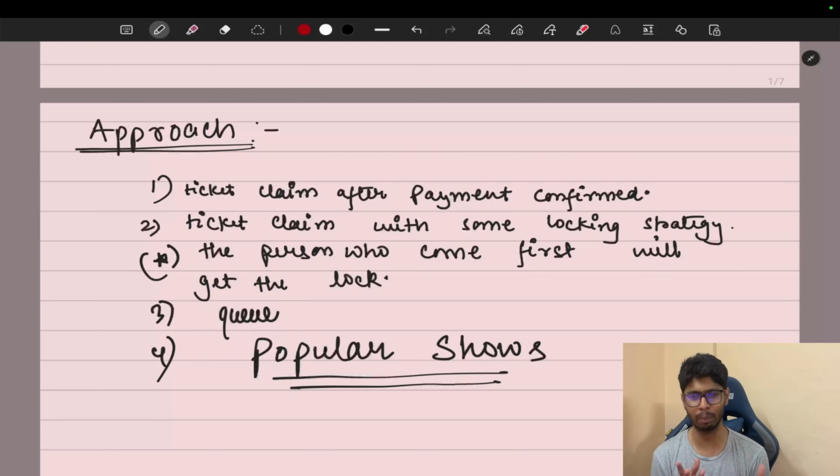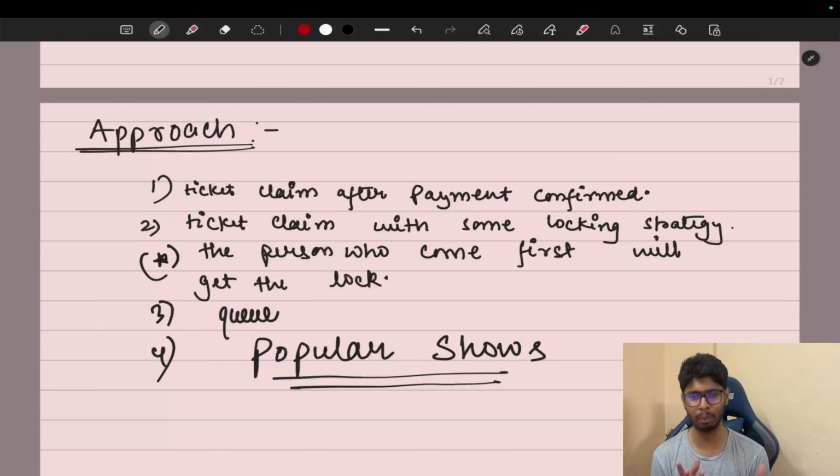In that scenario, if user 1 comes at the T1 time, then user 1 will get the lock, and user 2 has to wait because user 2 came at the T2 time. There is some extra time that user 2 has taken. Whosoever comes first will get the lock. If user 1 completes the payment, user 1 will get the seat.